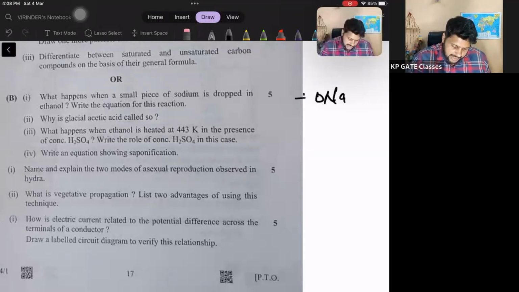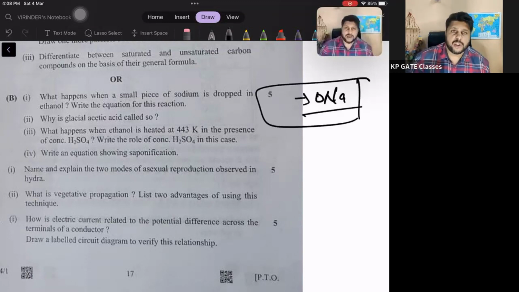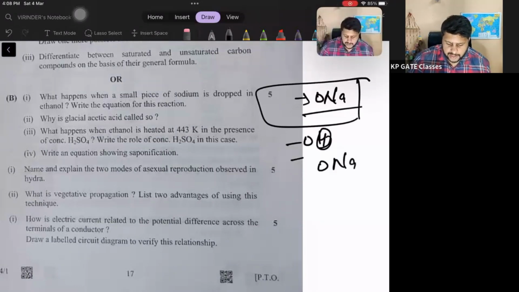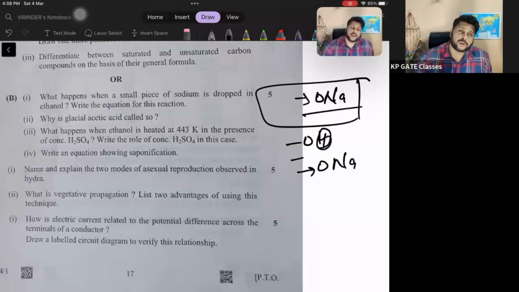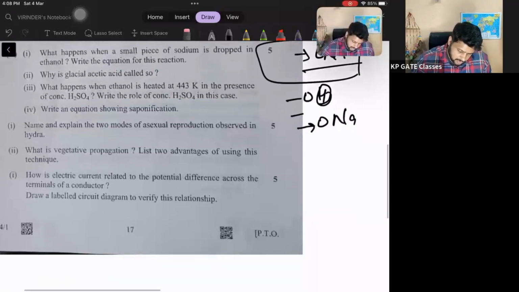Last, just add ONa, so it forms sodium ethoxide. Ethanol earlier had OH attached; remove this H and attach Na in its place. So it is sodium ethoxide. Okay. Next, what happens when ethanol is...? These are simple questions.